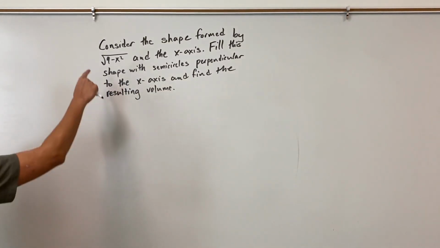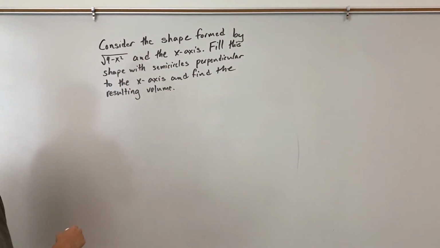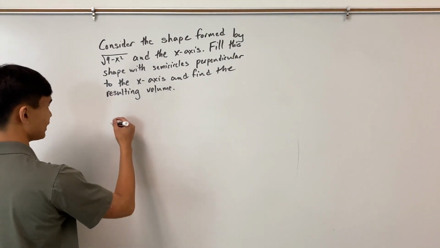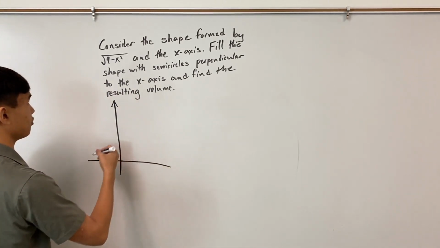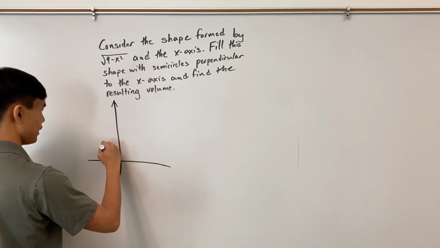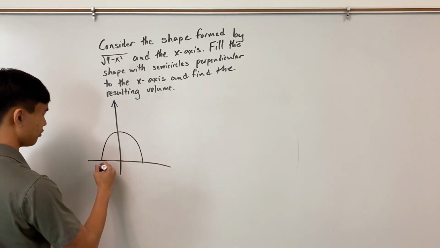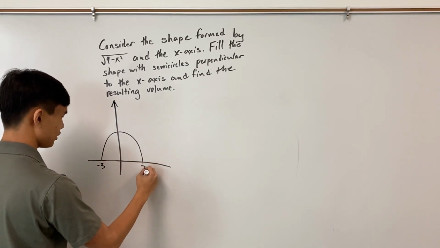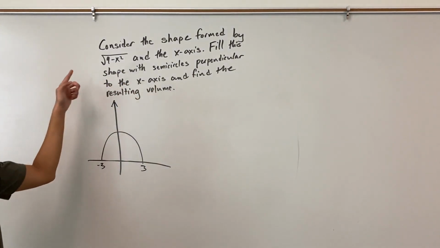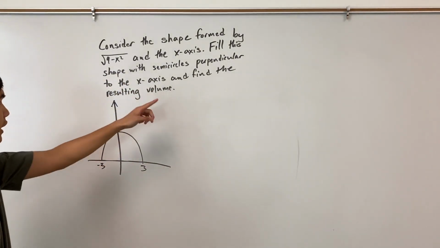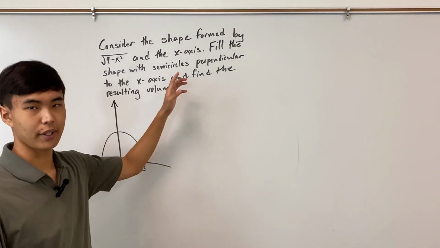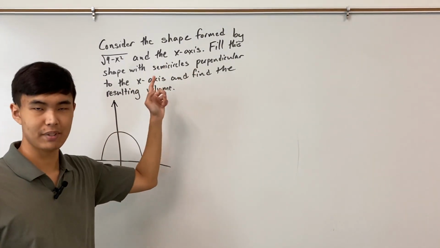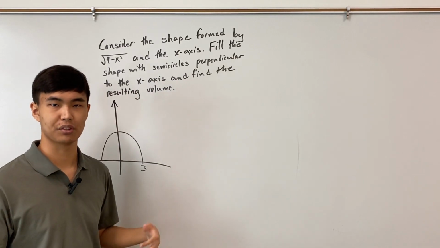So we're asked, consider the shape formed by root 9 minus x squared and the x-axis. So before anything else, let's consider that shape. If you plot this, you'll see that root 9 minus x squared is a semicircle from -3 to +3. And we're asked to fill the shape with semicircles perpendicular to the x-axis and find the resulting volume. So right away, we're told that we're going to be filling this with semicircles, so I'm going to set up my integral to reflect that.